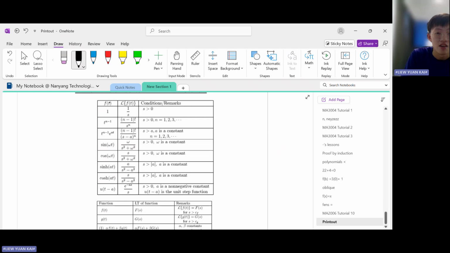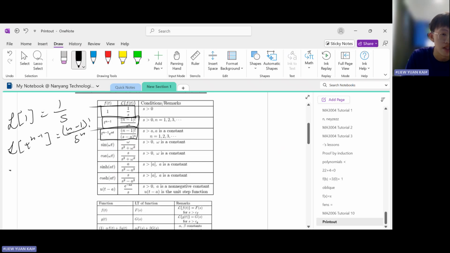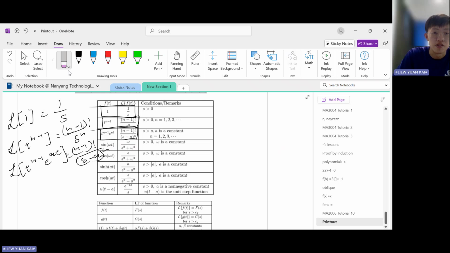So let's take a look at the first row first. Laplace transform of 1 is equal to 1 over s. Let's take a look at the second row. Laplace transform of t to the n minus 1 is equal to (n minus 1) factorial over s to the n. And I'm going to do another example for the third row. The third row says Laplace transform of t to the n minus 1 times e to the at is equal to (n minus 1) factorial over (s minus a) to the n. So this is how you use the Laplace transform table.